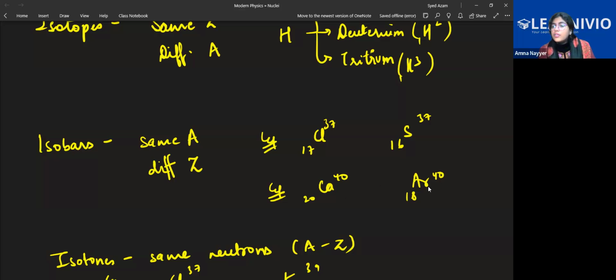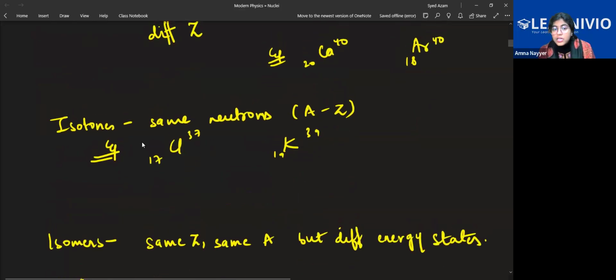Or you take the example of calcium and argon. See, both of them have different values of atomic number. Argon comes first, then comes your calcium later. But both of them have the same mass. Okay, so these substances, these materials are called isobars.